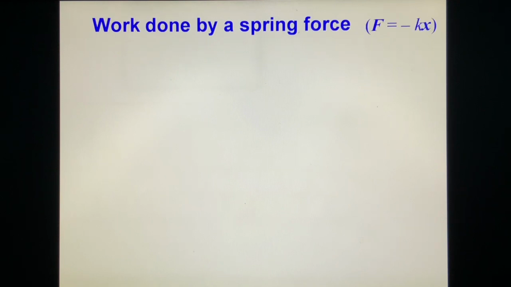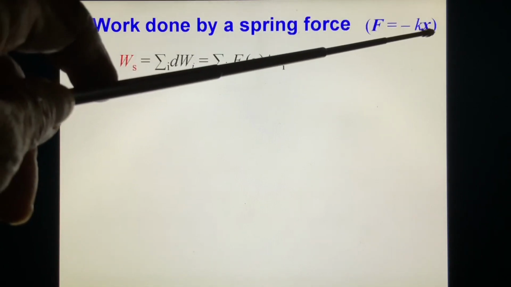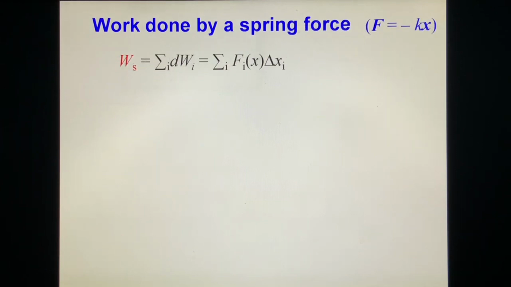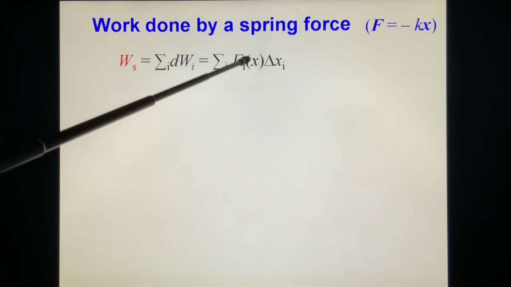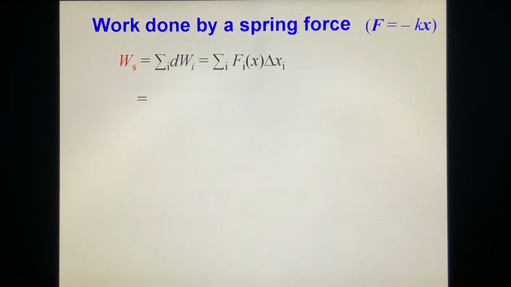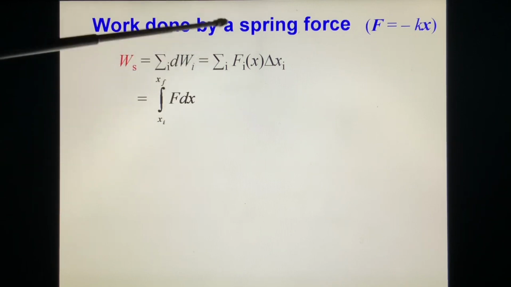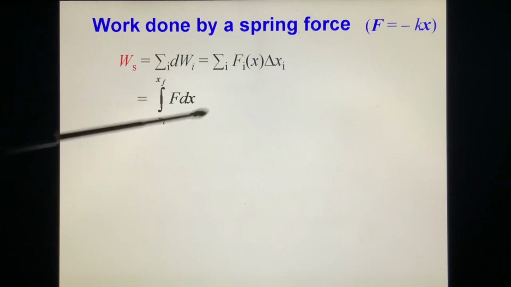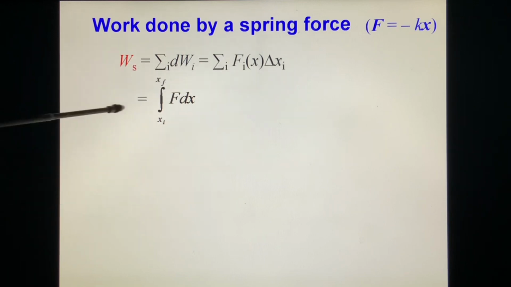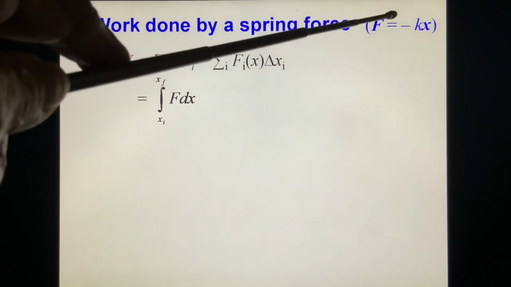Work done by a spring force F equals minus kx. This is work done by the spring. Since it changes, we can divide it into many small sections. Each section has work dWi, and then we put them together. Fx is minus kx, so we put minus kx inside and change this to an integration. This becomes the integral of Fx dx from xi to x final, from initial position to the final position, with Fx equal to minus kx.